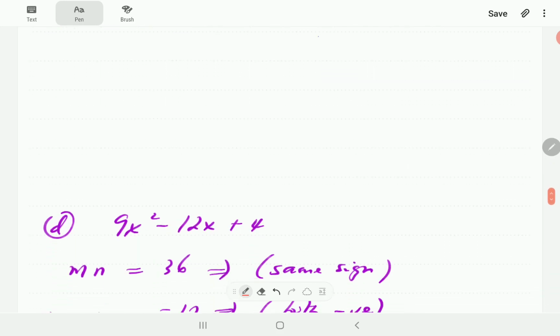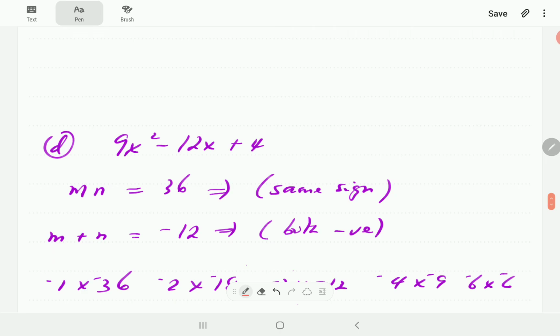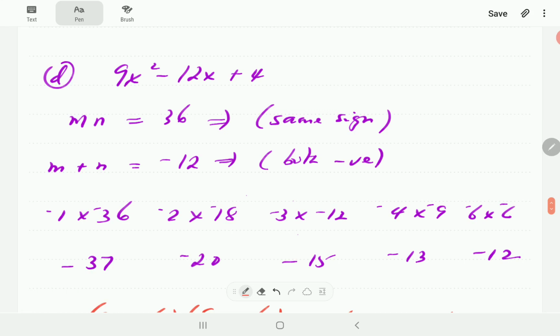So for D, A times C is 36. So the two numbers we need should multiply to 36. B is negative 12, so they should add up to negative 12. This one tells us that the two numbers have got the same sign. If they add to a negative, it means they can only both be negative. So we look through pairs of factors that multiply to 36. We are making sure that they're both negative. We want the ones that add up to negative 12. So go through these and we find that it's only negative 6 times negative 6.